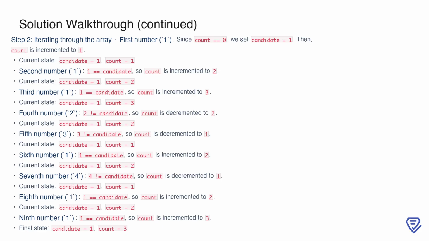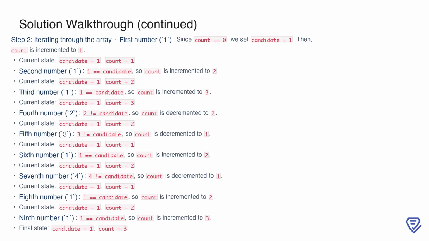With the count at 0, we set the candidate to 1 and increment the count to 1. The second number is also 1, which matches the candidate, so the count increases to 2. The third number is another 1, still matching the candidate, so the count goes up to 3. The fourth number is 2, which is different from the candidate, so the count is decremented to 2.